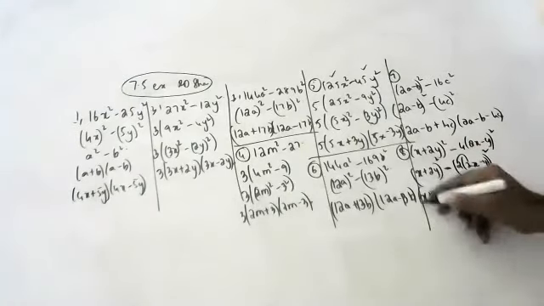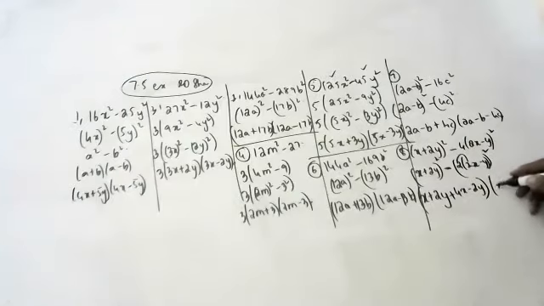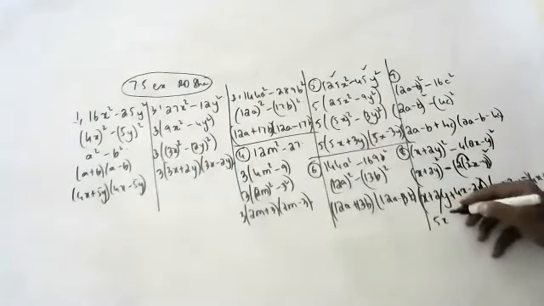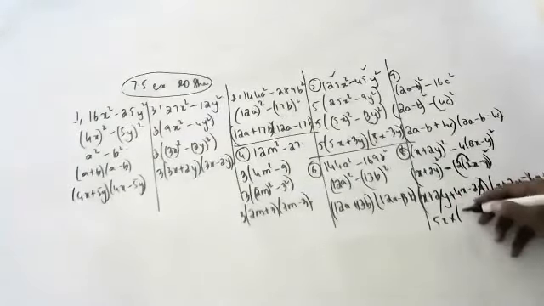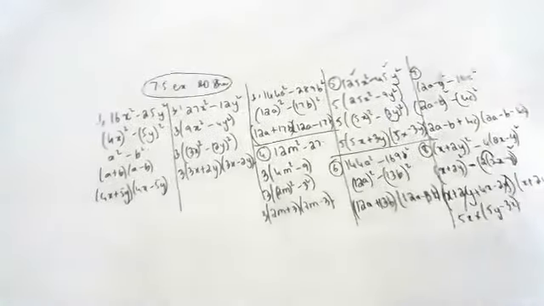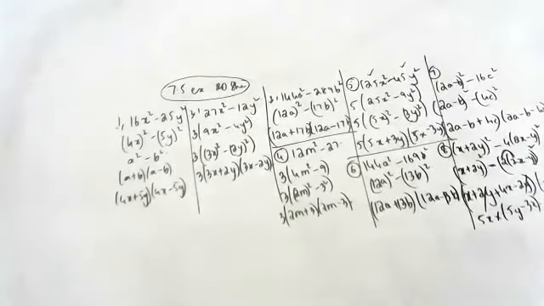Okay. Into x plus 2y minus 4x plus 2y. Plus 2y, 2y. Okay. Plus 2y minus 2y cancel. 5y minus 3x. Yes. Okay, 5y minus 3x. Try to understand, children.